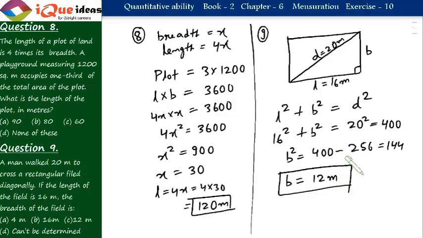Or there is another thing that you could have seen. Straight away you could have applied the ratio of 3, 4, 5 here. 4 corresponds to 16, 5 corresponds to 20, and then definitely 3 will correspond to 12. In any case, answer is 12 meters. Alright.